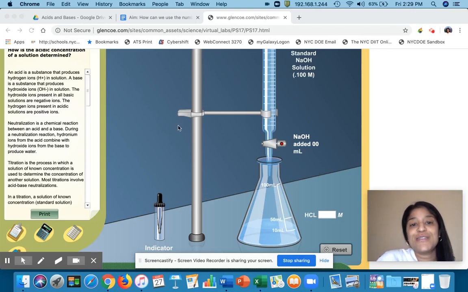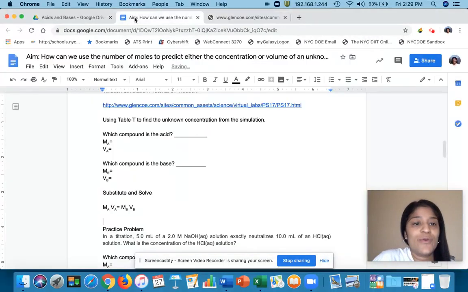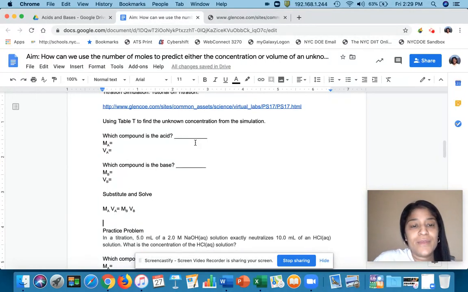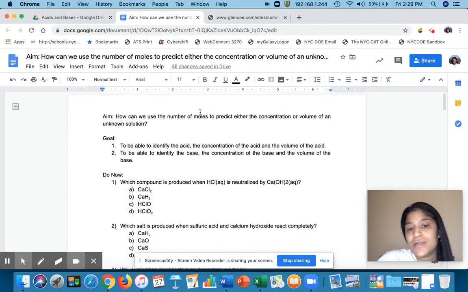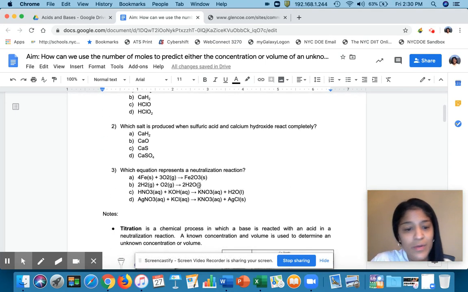Hi, everybody. So today we're going to do the lesson on how can we use the number of moles to predict the concentration or volume of an unknown solution. So by the end of today's class, you will be able to identify the acid, the concentration of the acid, and the volume of the acid, as well as the identity, concentration, and volume of the base. So you will do the do now problems.